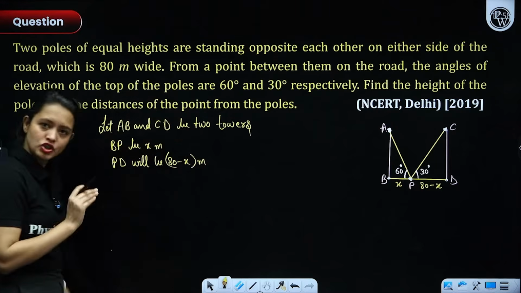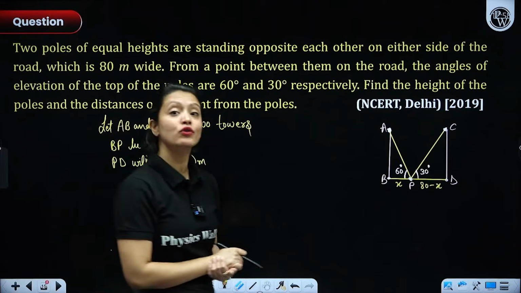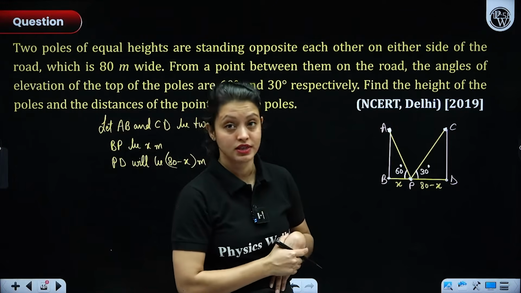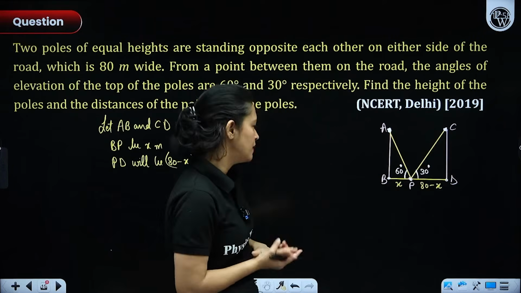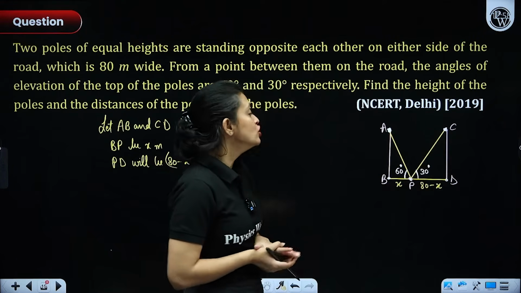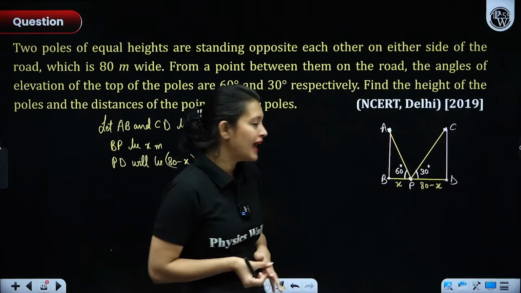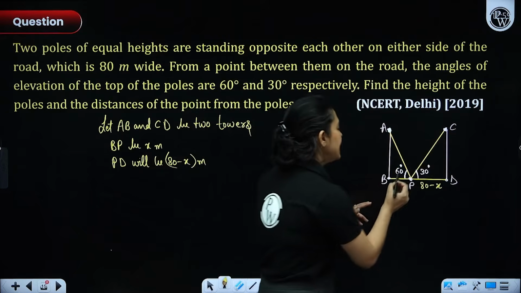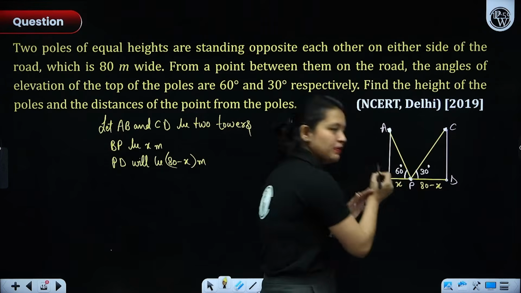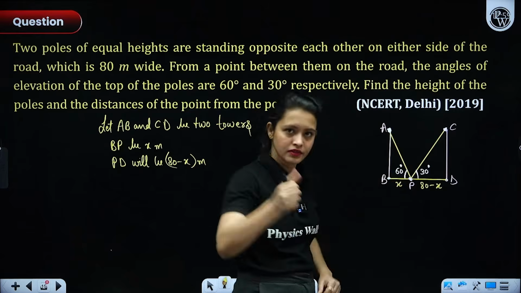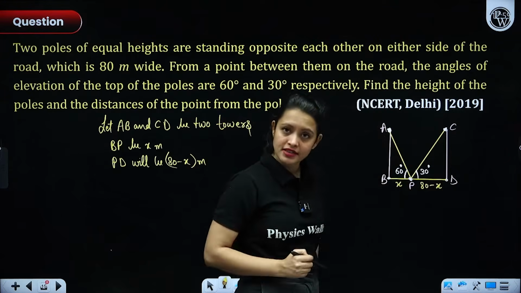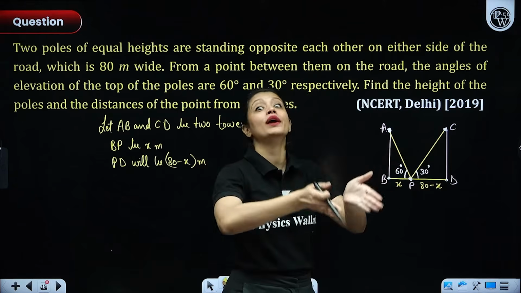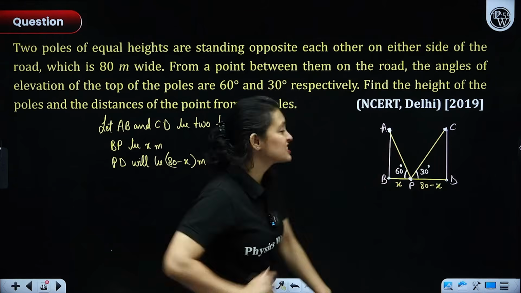Now I have to figure out first of all the height of both the towers. That means I have to figure out either AB or CD, both of them are equal. Now, how will I do that? I can first figure out AB's length, which will come in terms of X. Then I can figure out CD's length in terms of X, and then I can equate both of these.